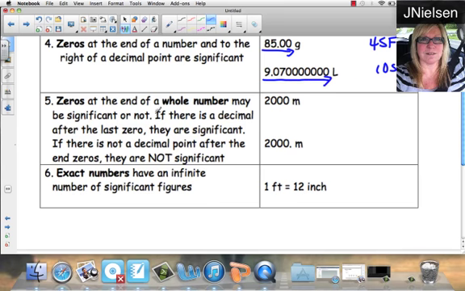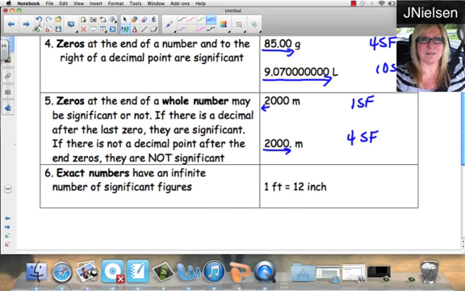Zeros at the end of a whole number may be significant or not. If there's a decimal after the last zero, then they are significant. If there is no decimal, then they are not significant. So this has got 4 sig figs, whereas this only has 1 sig fig. Exact numbers have an infinite number of sig figs.